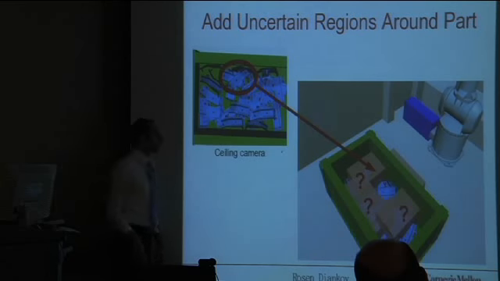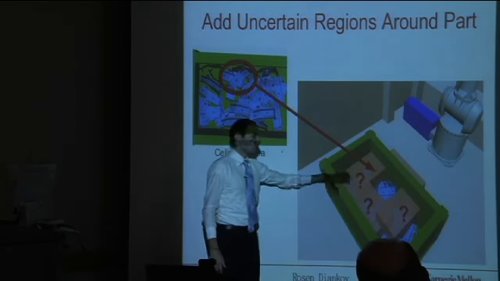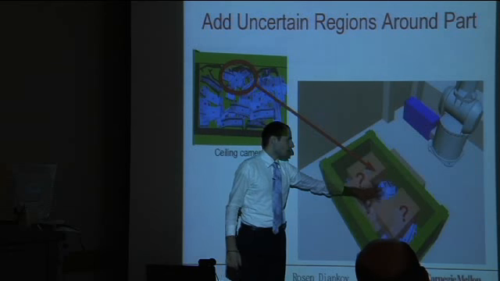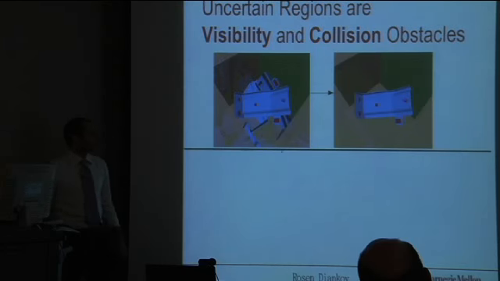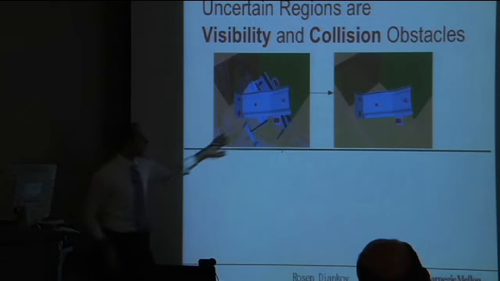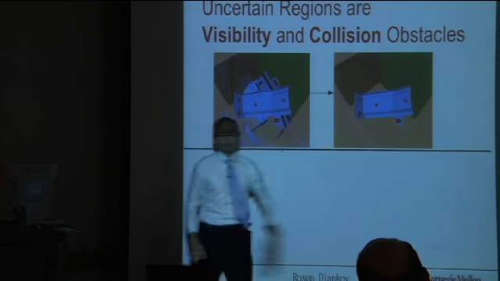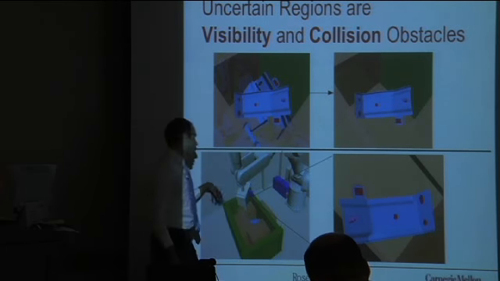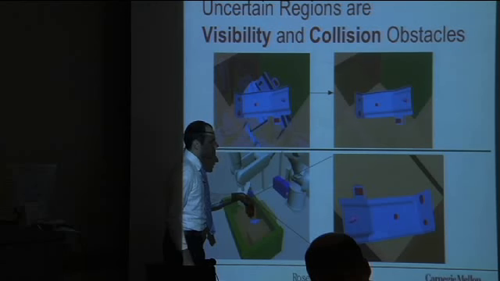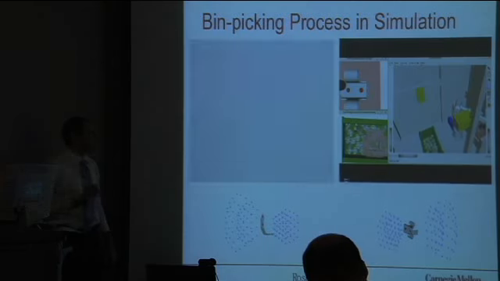Instead, we argue that for bin picking, you should have these uncertainty obstacles around the target part. So this is the real scene, and this is what the scene would look like when you just have the part estimate. The robot can use these obstacles to make sure it does its visibility sampling without occlusion, and then it can grasp the object.